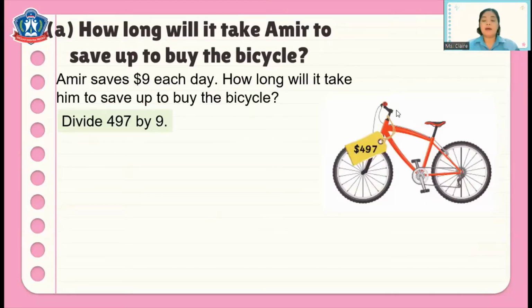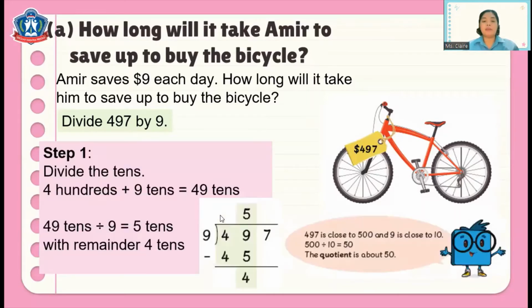The price of the bicycle is $497 and he saves $9 each day. So how many days will it take him to save up to buy the bicycle? So we will divide 497 by 9. This is step 1. Divide the tens: 4 hundreds and 9 tens is 49 tens. So we divide, we get 5 tens. 5 tens times 9 is 45 tens. So we have a remainder of 4 tens.